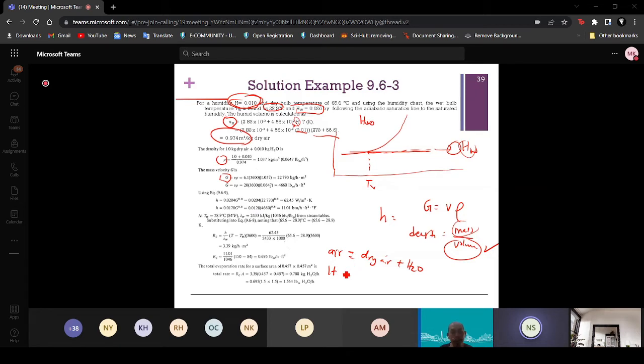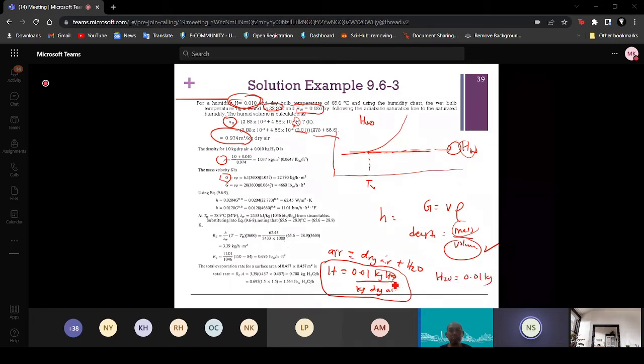Okay, humidity is basically, its unit here is 0.01 kilo water over kilo dry air. From this unit of humidity, do you know how much water you have? From here, humidity, you know the water you have is 0.01 kilo. Right, from above?